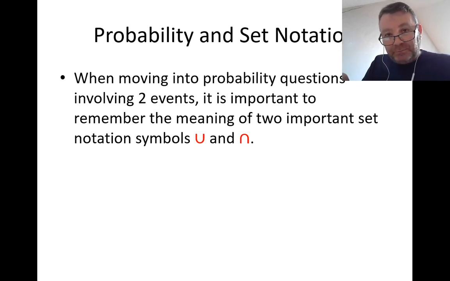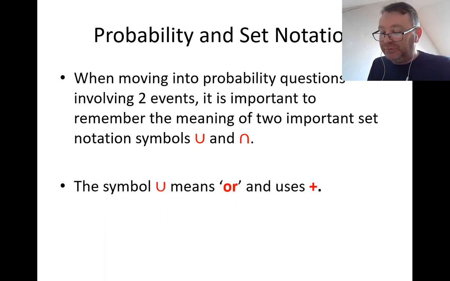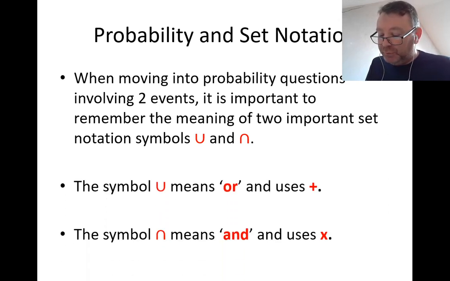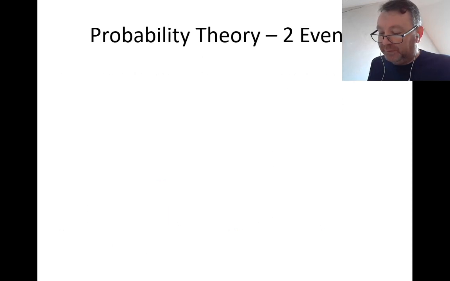The intersection is the word and. Now the way I remember it is the intersection: there's an N in the word intersection, there's an N in the word and, so therefore the intersection means the word and, which in mathematics stands for multiplication. Okay, so just keep those two symbols in mind. The union means or, which uses addition, and the intersection means the word and, which uses multiplication.